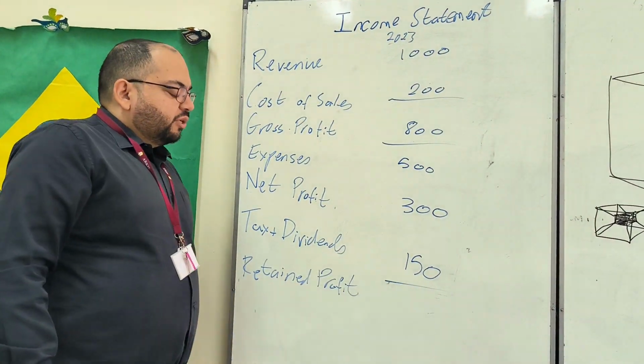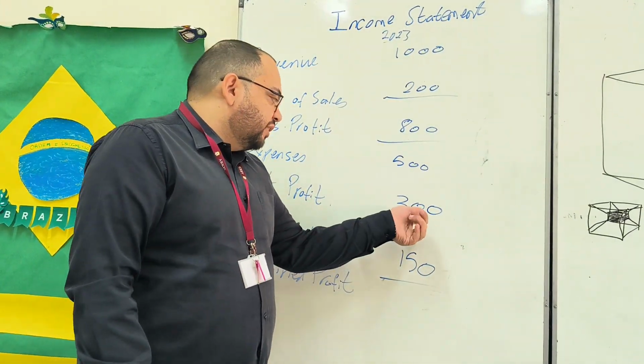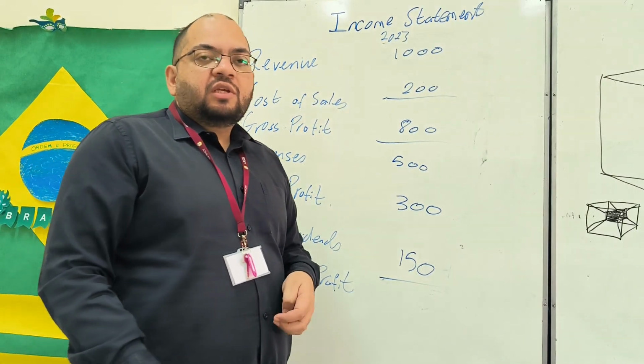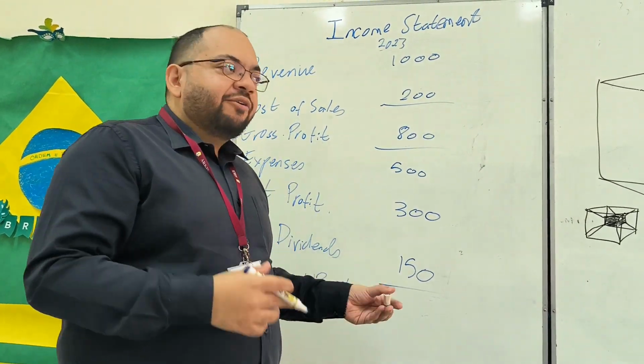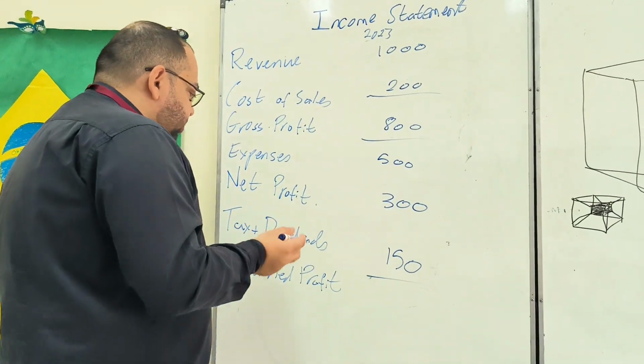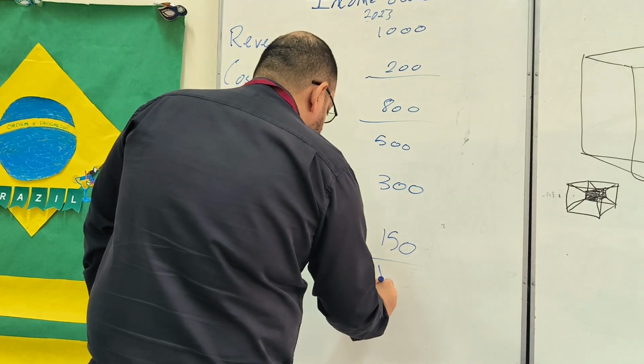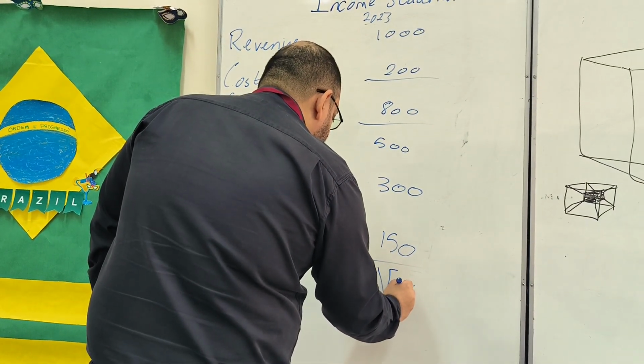Which will leave us with a retained profit. The retained profit is the amount of money that you're able to retain from your net profit. This is the figure that will carry on to next year's accounts. So how much is the retained profit? Net profit minus tax and dividends, which is obviously 150.